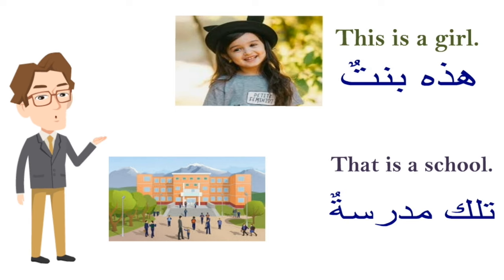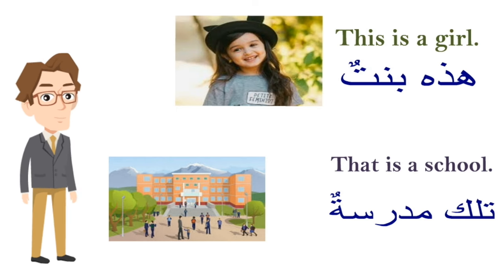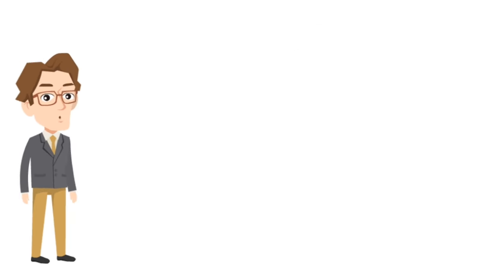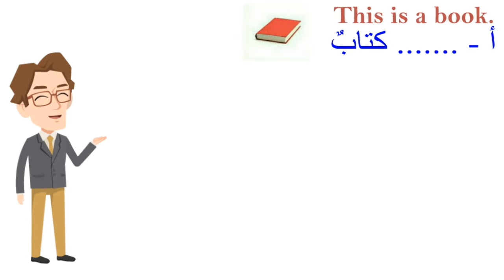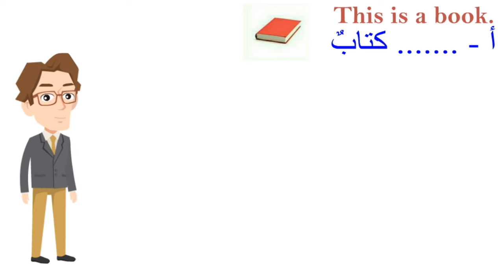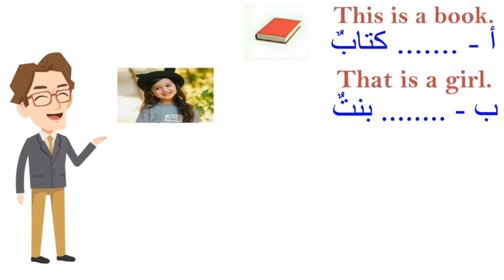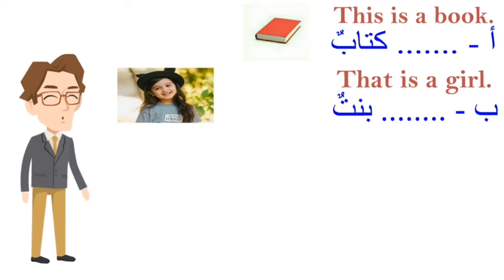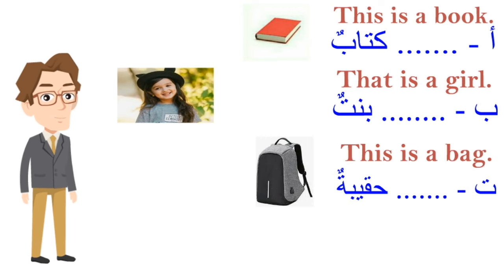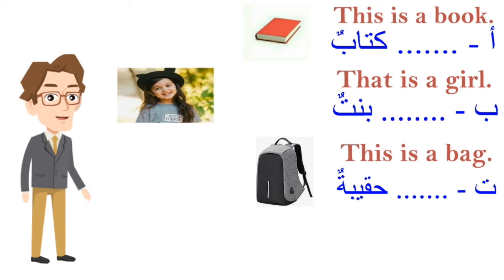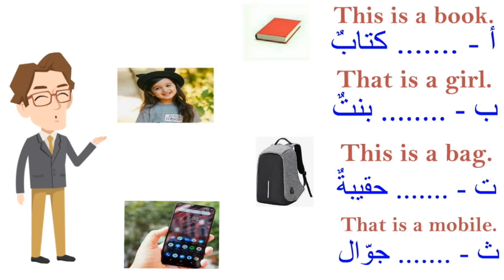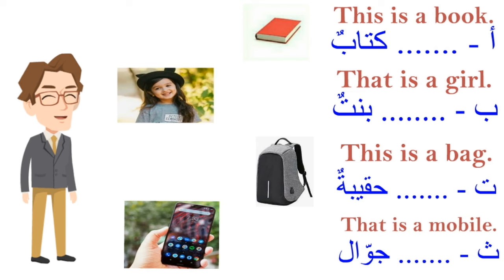And now the exercise time. If you could not understand well, then you can repeat the video again. Let's start the exercise. Sentence number one. This is a book. Number two. That is a girl. Number three. This is a bag. Number four. That is a mobile. Do the exercise and leave answer in the comment box.